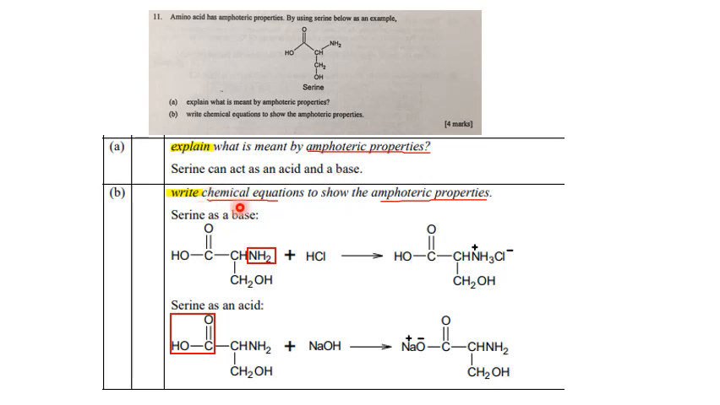Question B: write chemical equations to show the amphoteric properties. The first one, when serine acts as a base, it reacts with acid. The acid will react with the base part, which is the amine, so it becomes NH3Cl. The rest just copy. Serine as an acid will react with base. The base will react with the acid part, which is the carboxylic acid. So the C=O remains and it becomes O- and Na+. The other parts just copy.